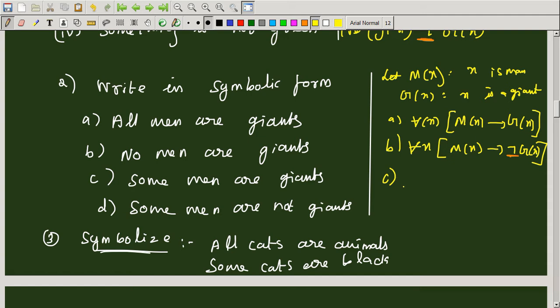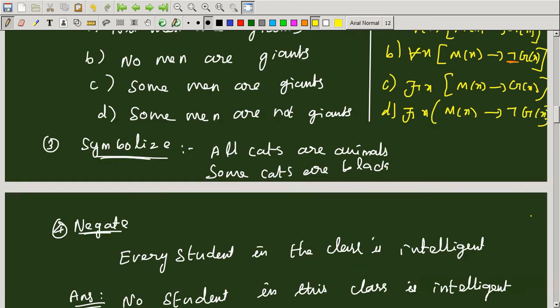Okay. Next is C. "Some men are giants." Some men means there exists x, are giant: m of x, g of x. Next, "Some men are not giants." Here they have already given not, so we have to use m of x, negation g of x. Not giant, that's why negation g of x.